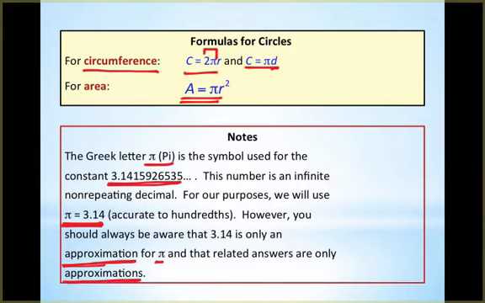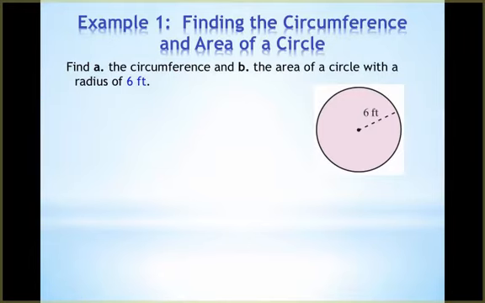Now, if you keep your answer in terms of pi, so if you left an answer as like 6 pi, then that would be an exact answer. But if you multiply 6 times 3.14 and get 18.84, then that's just an approximation. So we will use 3.14 for our value for pi to get our approximation for our answers. So let's find some areas and circumferences.